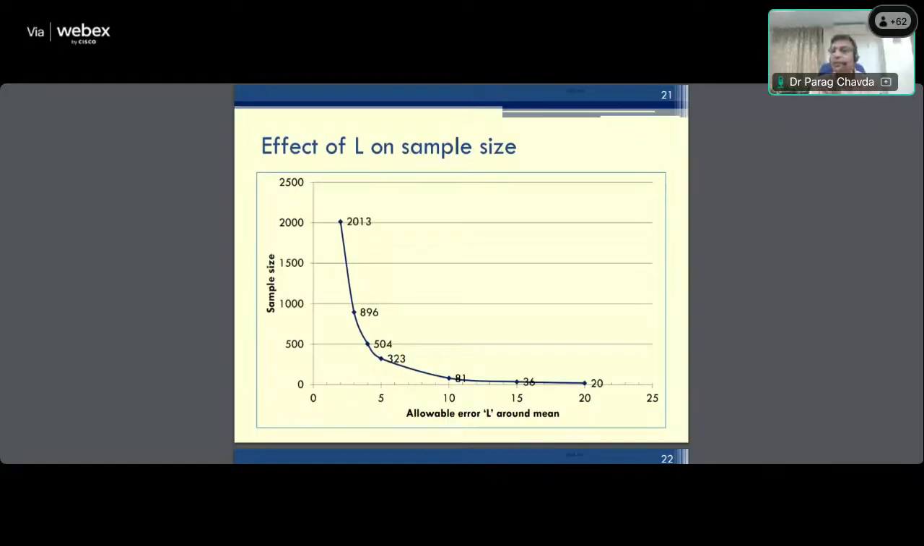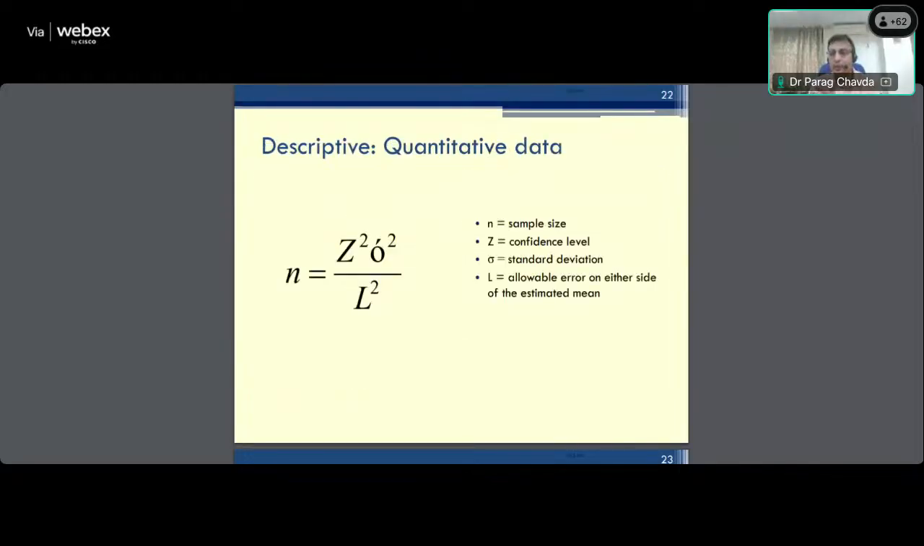So this is just one example of qualitative data prevalence measuring study. Similar things can be done on quantitative data where you are trying to find out the mean levels. Fine. So here the formula is little different. PQ की जगह यहाँ sigma square हो जाता है. Fine. Allowable error वैसा का वैसा ही रहता है.